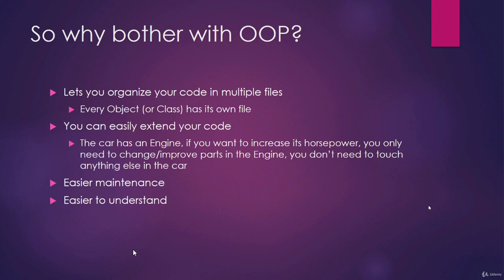So this is the main thing behind object-oriented programming. It lets you maintain your code better, you can understand your code better, and you can much easier extend it if necessary. And it's always necessary to do this.